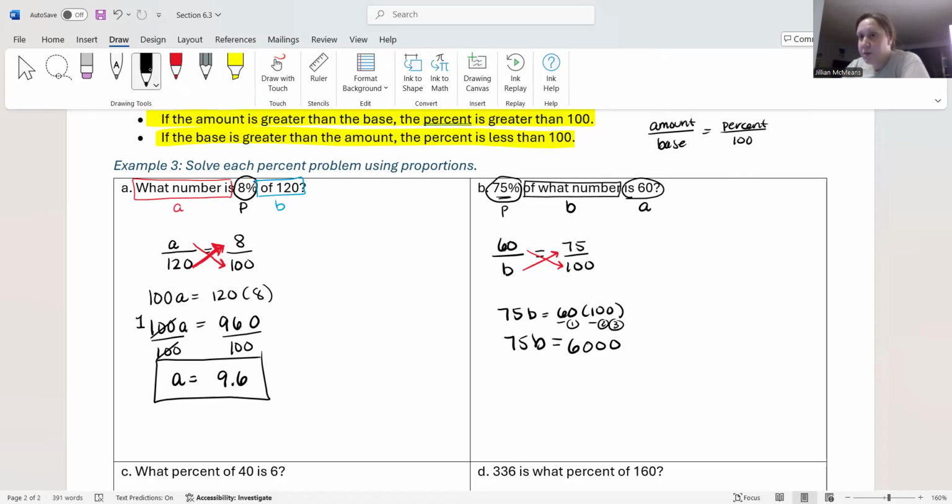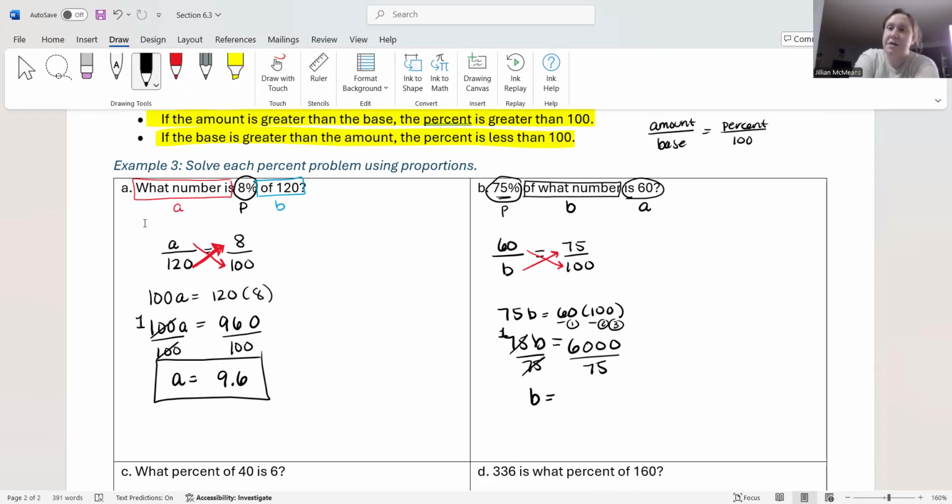And then I have to undo the multiplication of 75 and B. So in order to undo that multiplication, I divide by 75. And if I do it on one side, I must do it on the other. 75 divided by itself is just 1. And then if I take 1 times B, I just get a single B. So I write it as just plain old B.